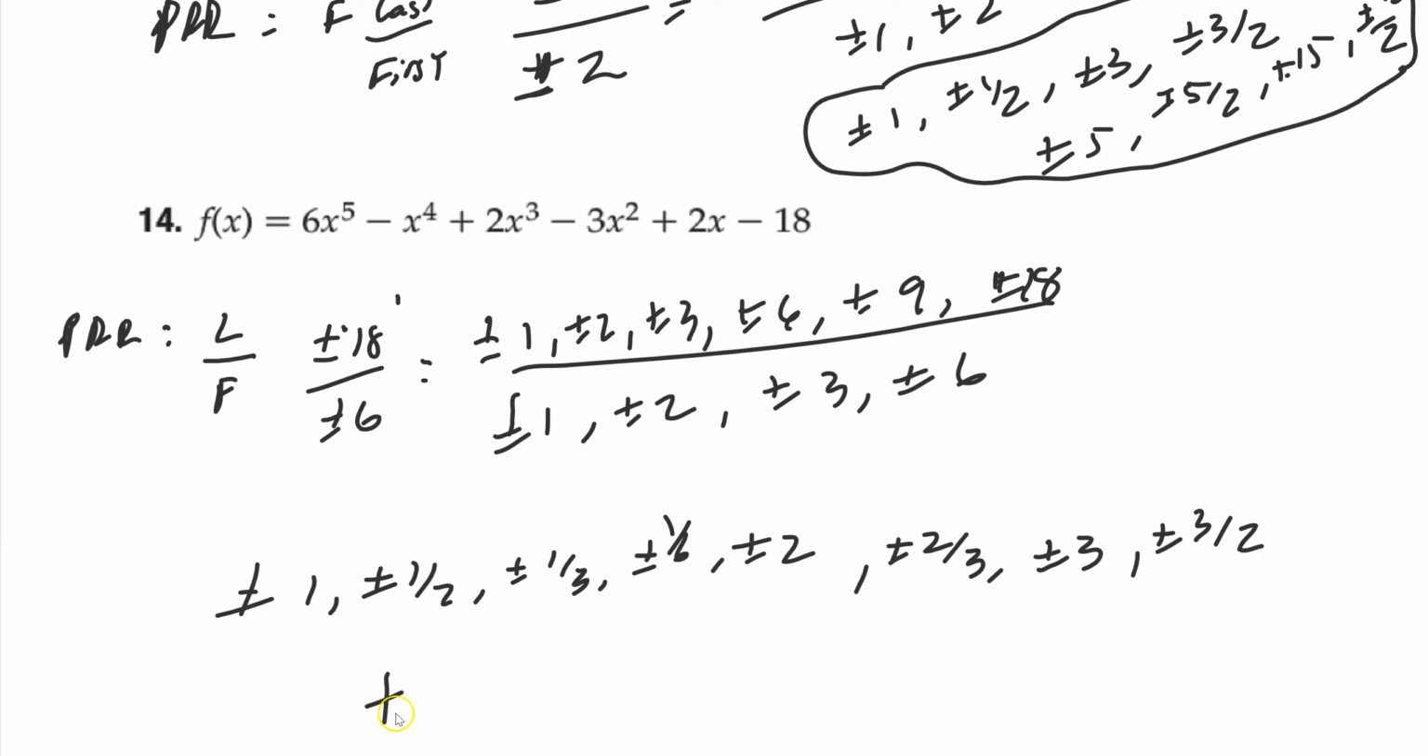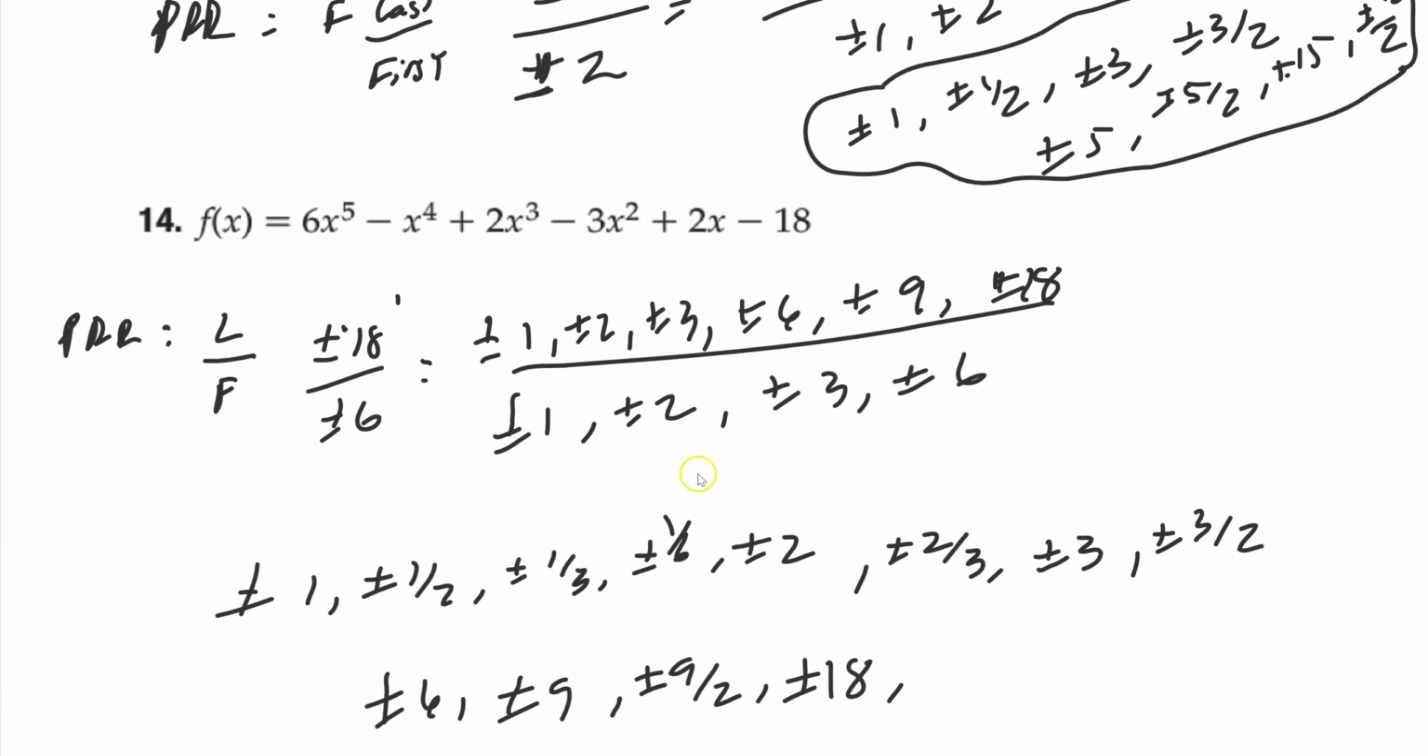You go plus or minus 6. 6 over 2 is 3. I have that already. 6 over 3 is 2. I have that already. And 6 over 6 is 1. I have that already. So we can move on to 9. So we get plus or minus 9. 9 over 2 I do not have. 9 over 3 is 3. I have that. 9 over 6 is 3/2. I have that. So there you go. Then 18. 18 over 2 is 9. I have that. 18 over 3 is 6. And 18 over 6 is 3.